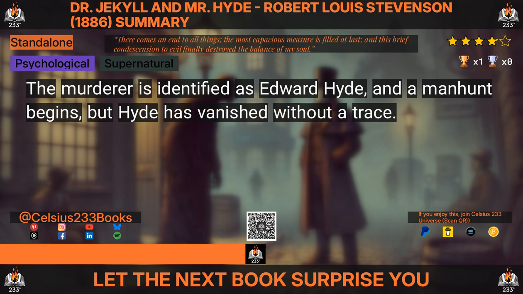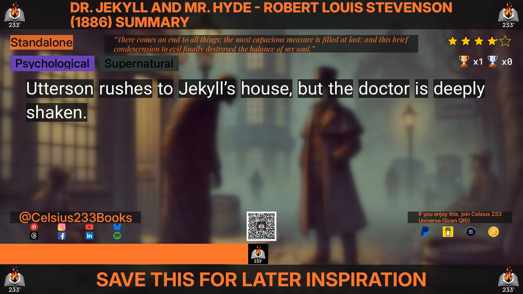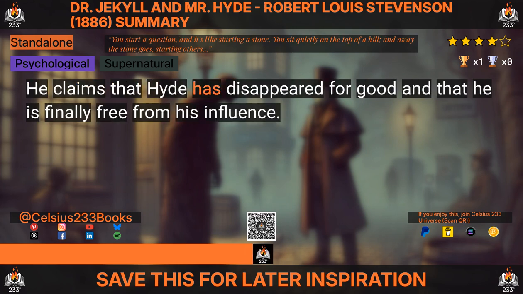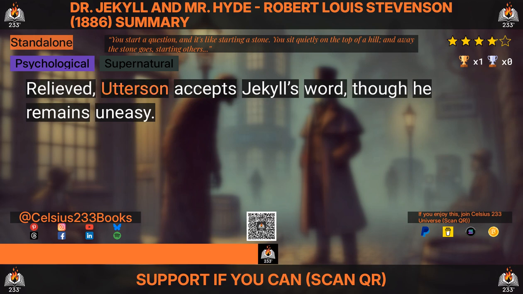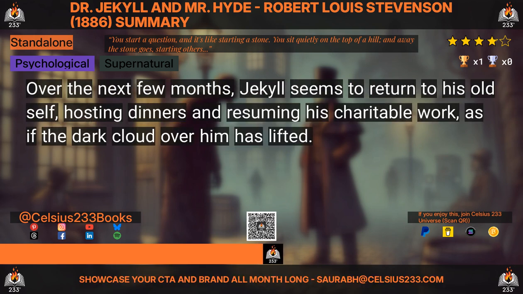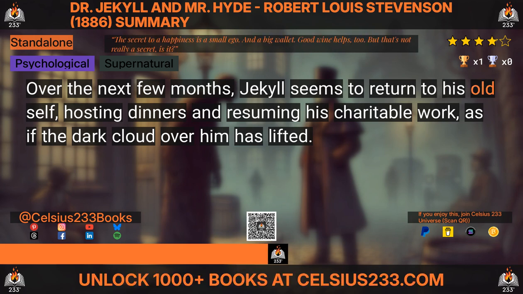The murderer is identified as Edward Hyde, and a manhunt begins, but Hyde has vanished without a trace. Utterson rushes to Jekyll's house, but the doctor is deeply shaken. He claims that Hyde has disappeared for good and that he is finally free from his influence. Relieved, Utterson accepts Jekyll's word, though he remains uneasy. Over the next few months, Jekyll seems to return to his old self, hosting dinners and resuming his charitable work as if the dark cloud over him has lifted.